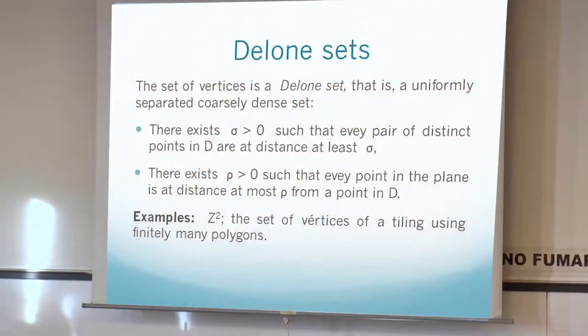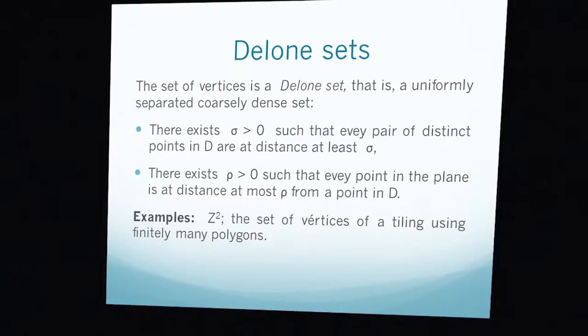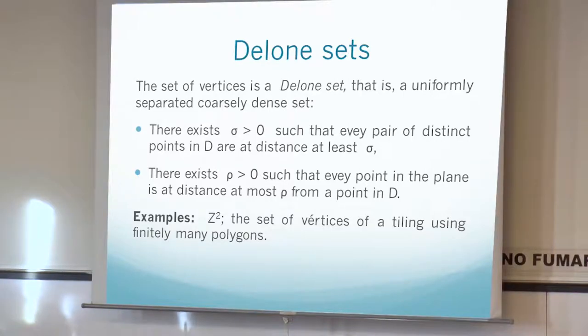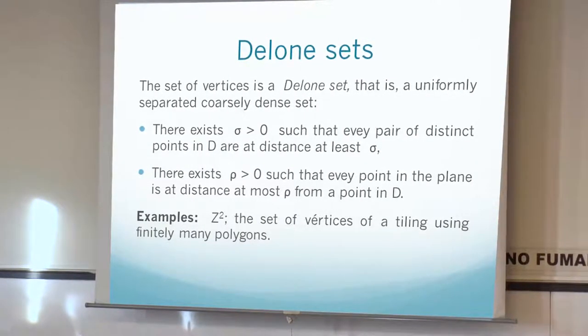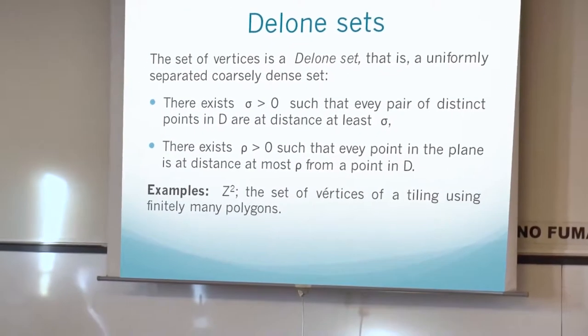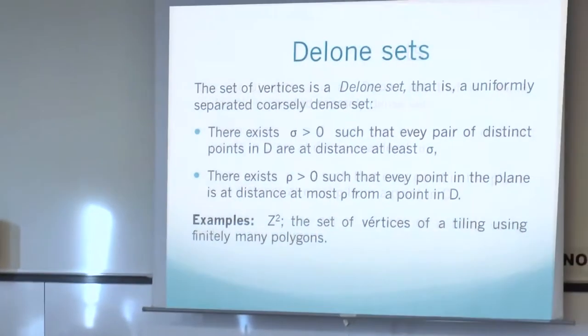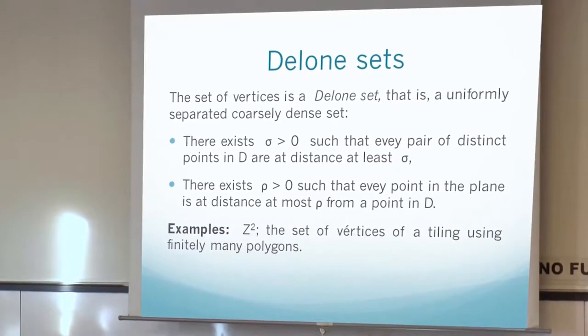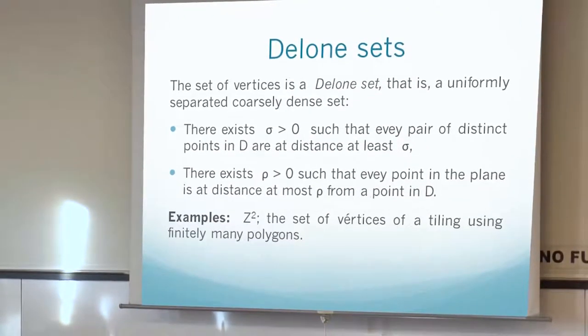Now the mathematical object that I want to concentrate on is what I call the Delaunay set. So what is a Delaunay set? Keep in mind the Penrose tiling, and just keep in mind the vertices of the polygons that appear in it. The set of vertices is what is called a Delaunay set, which is a uniformly separated and coarsely dense set. Uniformly separated means that if you take any two points, there is a minimum distance, a positive infimum for the distance that separates any two points in the set. Coarsely dense means that almost all the plane is covered by this set, which means that there exists a positive rho such that any point in the plane is at distance at most rho from a point of this Delaunay set. So this is the definition.